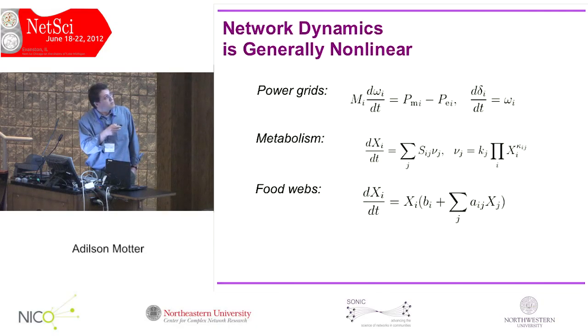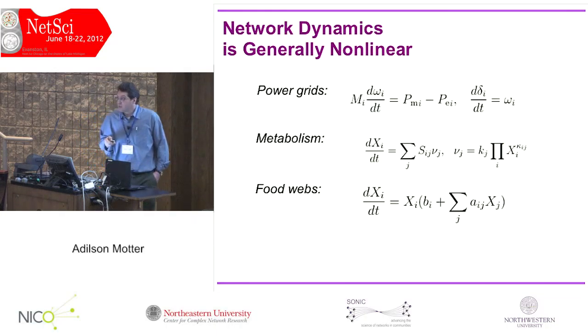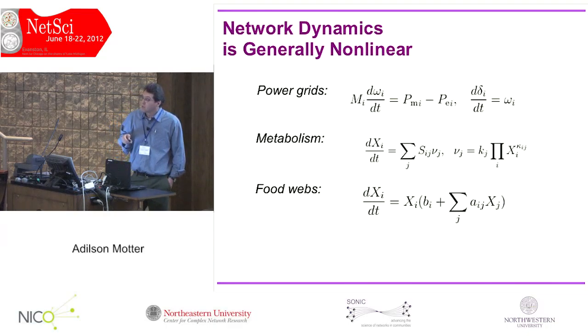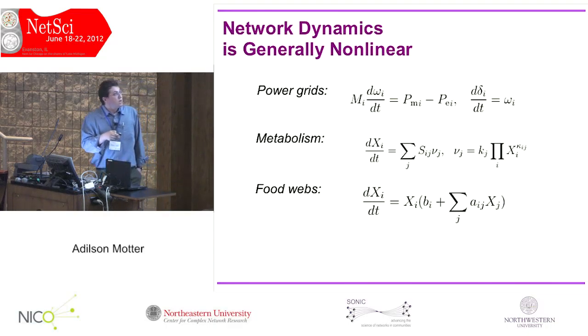In the case of metabolism, even the simplest models, like the one I'm writing down here, are nonlinear. In this case, you have here the concentration of a metabolite given in terms of reaction rates on the right side. S is the stoichiometric matrix, which has information about the structure of the network. But the reaction rates depend nonlinearly on the concentrations of the metabolites. Food webs, even the simplest models, are obviously nonlinear.